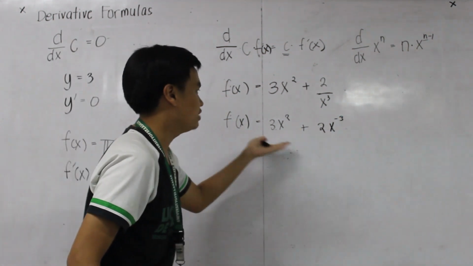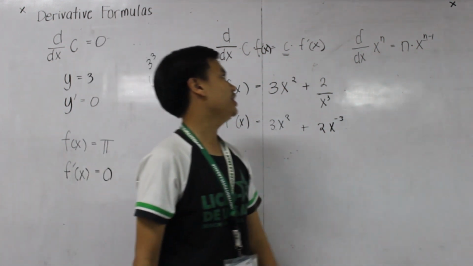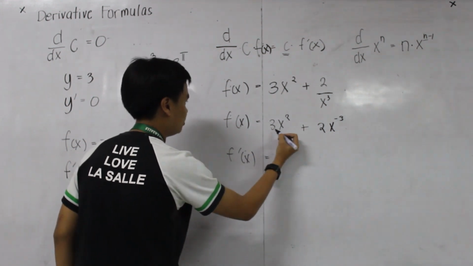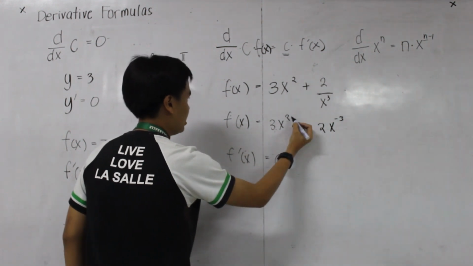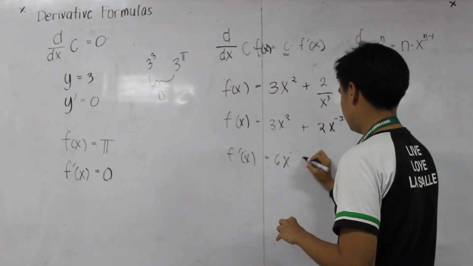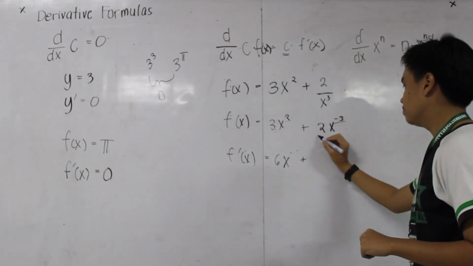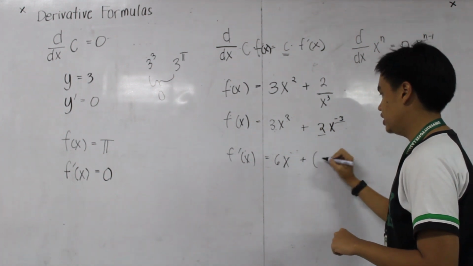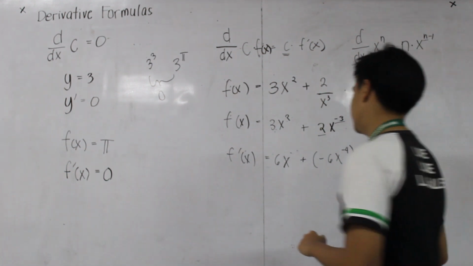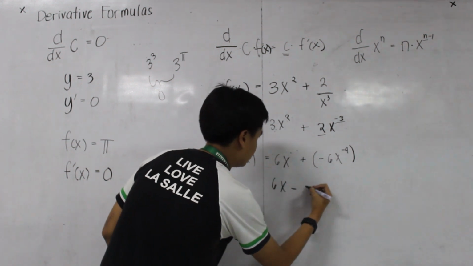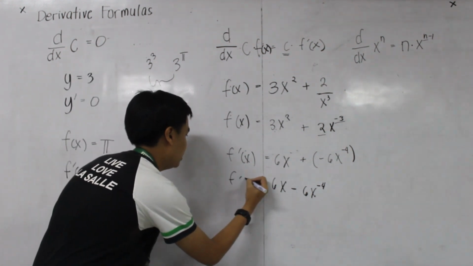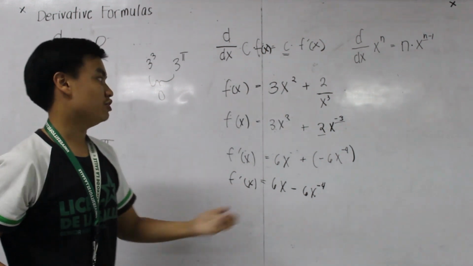And now, since it is in this form, with no more fractions, we can use the power rule to get its derivative. f prime of x, and then our shortcut: multiply this to this, which gives us 6x, and this will be times x to the 1 minus 1. And then we have plus, and take note, negative 3 times 2 is negative 6, copy the x, and negative 3 minus 1 is negative 4. So if you rewrite this, it's actually 6x minus 6x to the negative 4. This is the derivative of this equation.